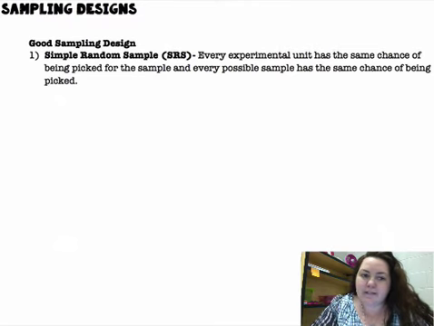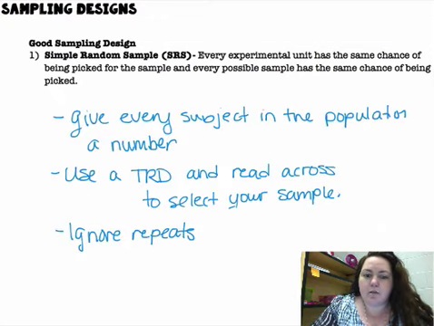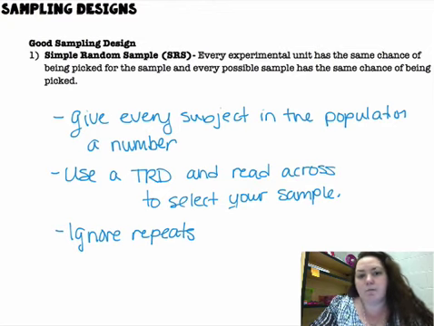All right, sampling designs. A good sampling design would be a simple random sample, or SRS. Every experimental unit has the same chance of being picked for the sample, and every possible sample has the same chance of being picked. Okay, so we would give every subject in the population a number. We'd use a table of random digits or a random number generator of some sort, and we would read across to select the numbers that would be in your sample, and we'd ignore any repeats.